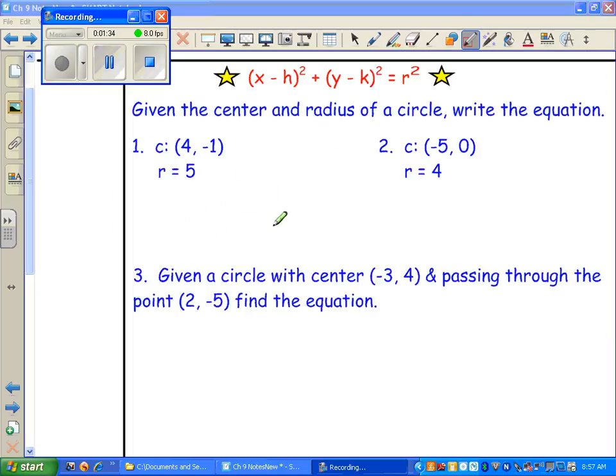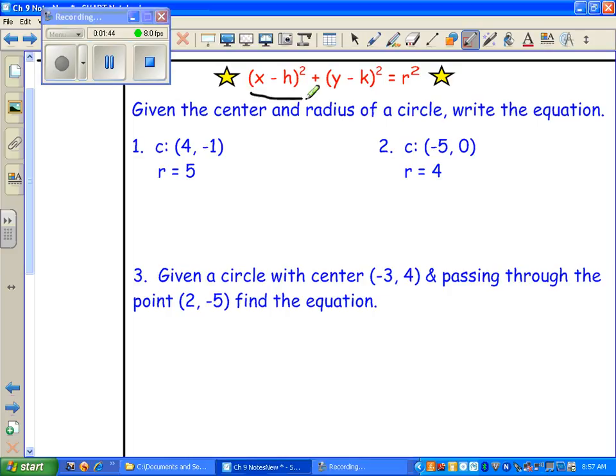This is the backwards version of what we just did. Instead of being given the equation, we need to make the equation. We have the center and we have the radius, and then up here is the formula for the circles. So remember that when you write your formula, you're going to change the sign on the center, just like we did when we found the center. We're going to change the sign to go back.